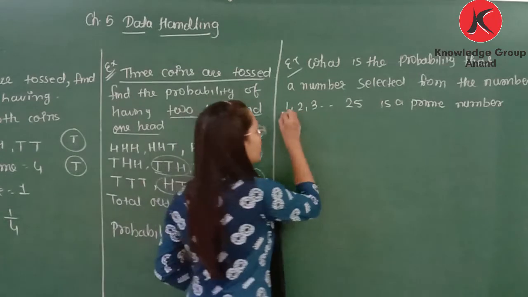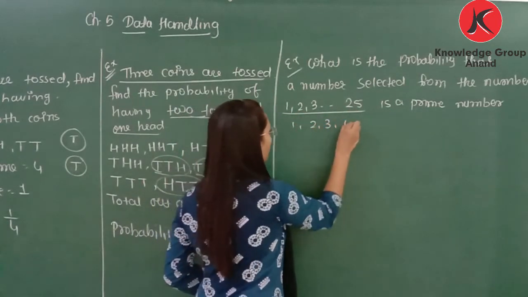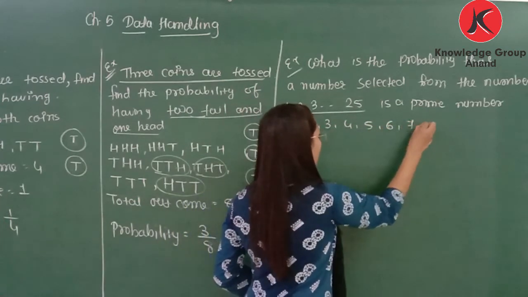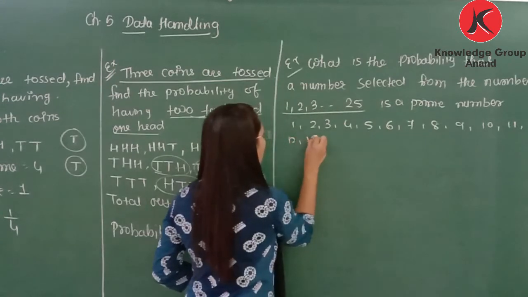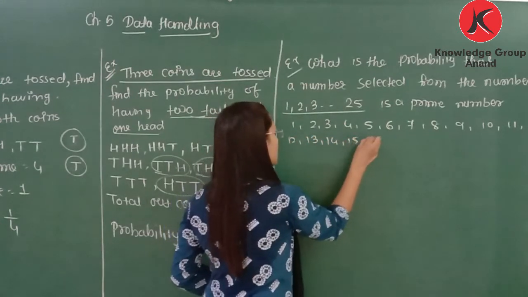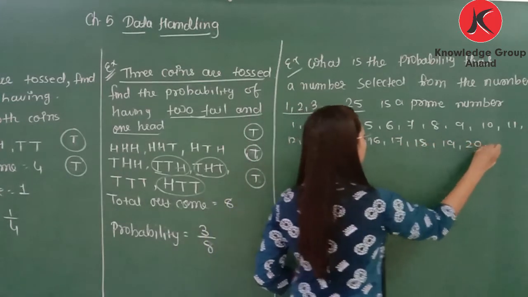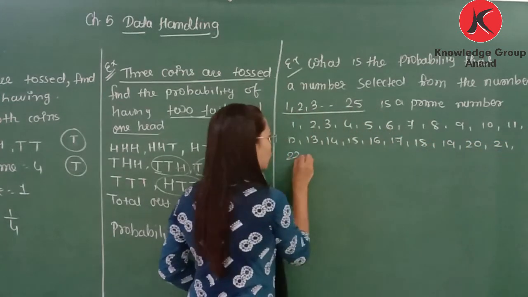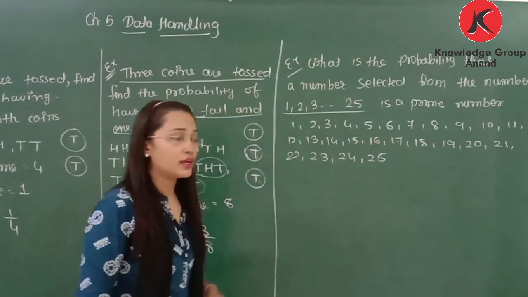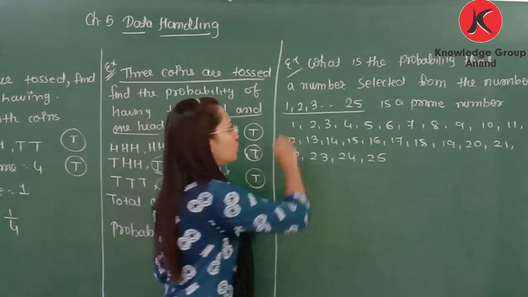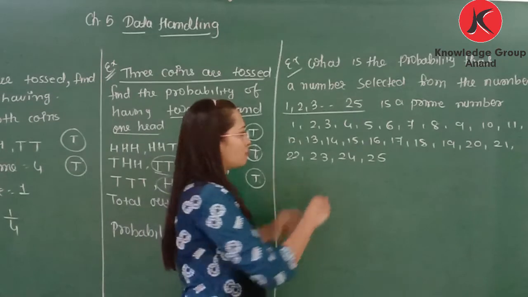Now here the numbers are 12, 13, 14, 15, 16, 17, 22, 23, 24 and 25. Clear? Now how many prime numbers? So in total we have 25 numbers, and from them how many prime numbers are there?